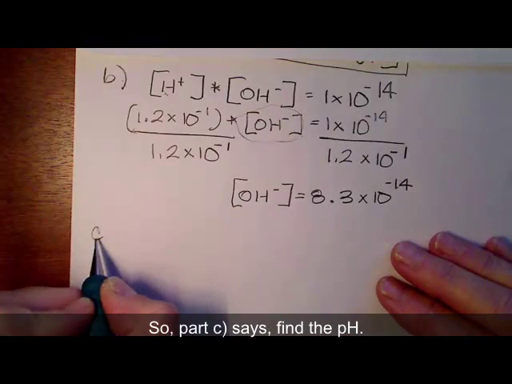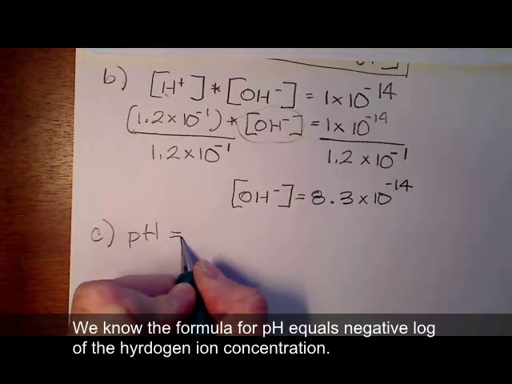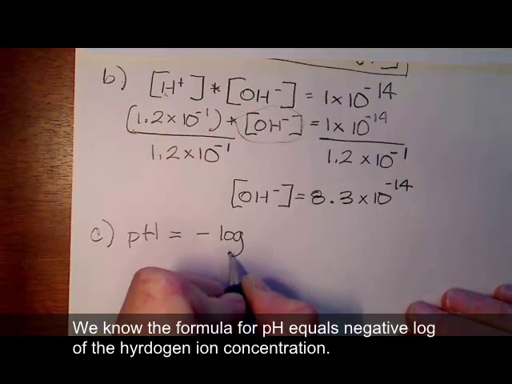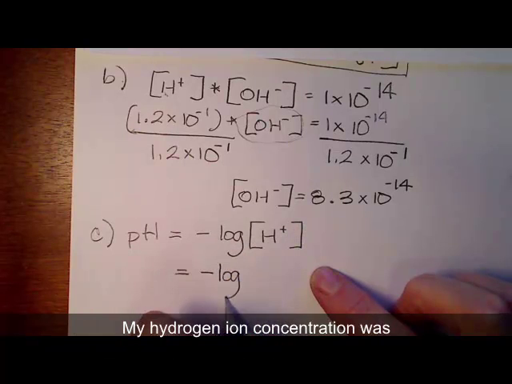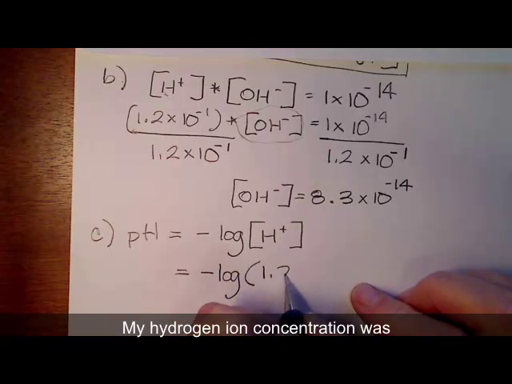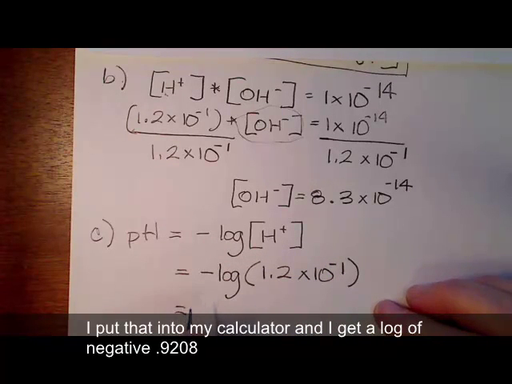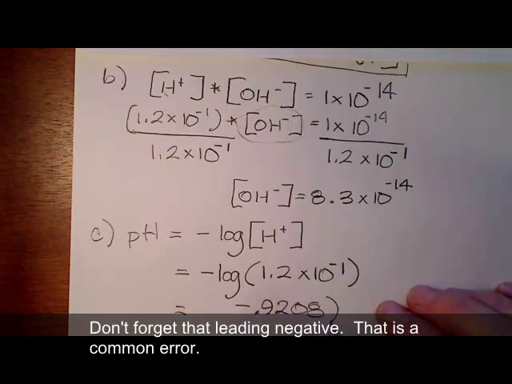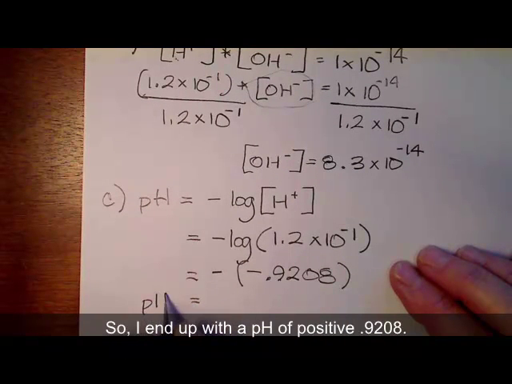So part C says find the pH. Well, we know the formula for pH equals negative the log of the hydrogen ion concentration. My hydrogen ion concentration was 1.2 times 10 to the negative 1. So I put that into my calculator and I get a log of negative 0.9208. Now don't forget that leading negative. That's a common error. So I end up with a pH of positive 0.9208.